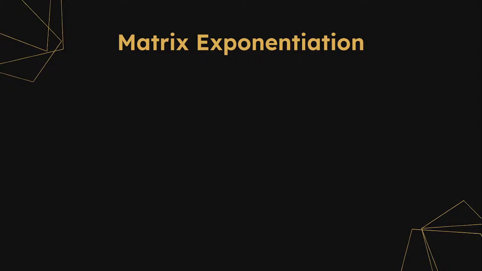Now let's talk about matrix exponentiation. So matrix exponentiation is similar to binary exponentiation, and let's look at it with a problem. The problem is similar to what we did in the first lecture. Find the nth Fibonacci term, only this time n is 10 to the power 18.